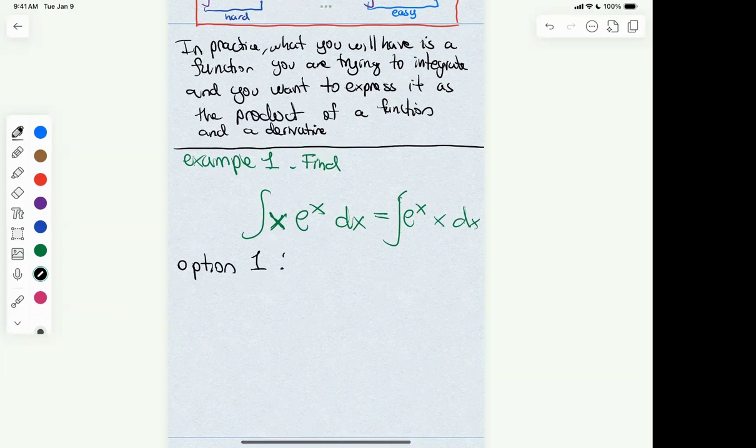So option one would be, if I had written it this way, I would have called this U and then this one V prime. Okay. And let me use color. I'll try to fix two colors for today. I'll use blue for U and V prime, and red for V prime. Okay.